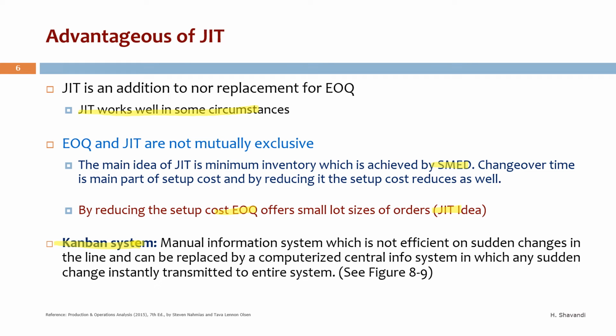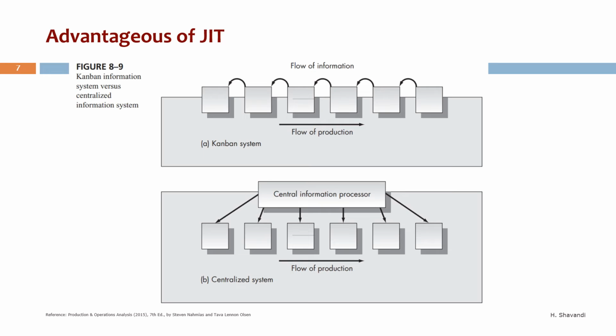Another restriction in just-in-time is the Kanban system. It is a manual information system, so it's not efficient enough to update sudden changes in the line. If we replace the Kanban system with a computerized central information system, then we will be able to update any sudden change in the entire system. This is what we mean by the central information system, which allows the manufacturing environment to implement the just-in-time philosophy.